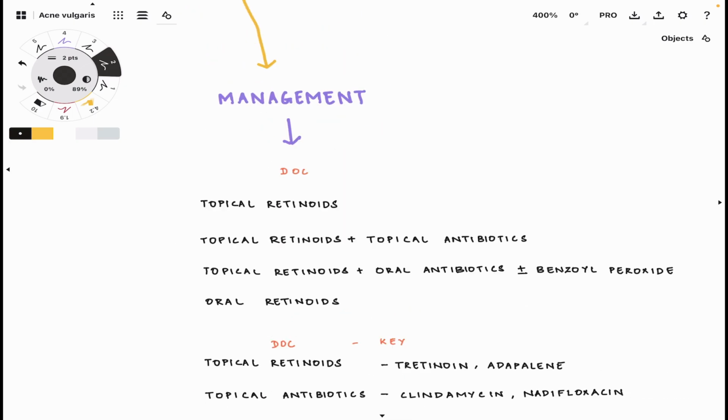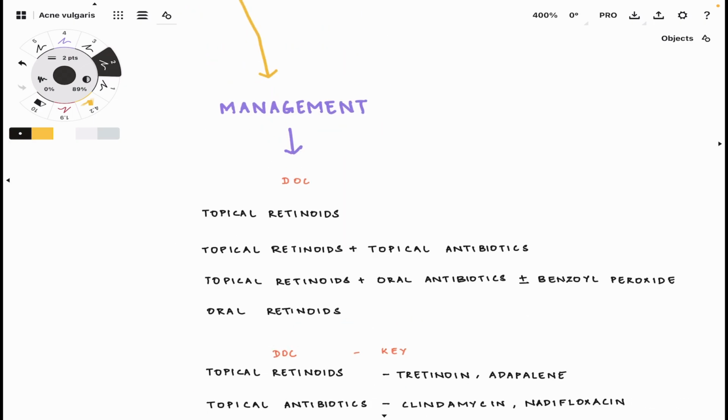The next concept we have in acne is management. Management is also based on the grading of acne. For grade 1, we use topical retinoids. For grade 2, we use topical retinoids plus topical antibiotics. For grade 3, we use topical retinoids plus oral antibiotics plus or minus benzoyl peroxide. For grade 4, we use oral retinoids.